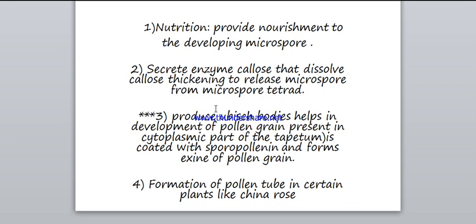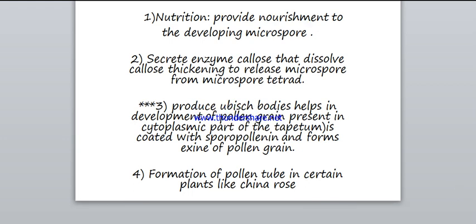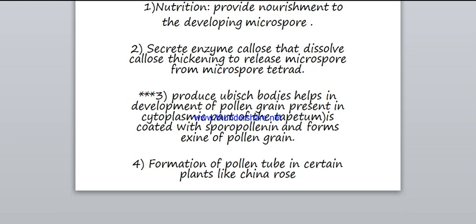Third point, it produces Ubisch bodies, present in the cytoplasmic part of the tapetum, which help in the development of the pollen grain. In simple words, it helps in pollen development, and the pollen is coated with sporopollenin. Sporopollenin is a hard cover and forms the exine of the pollen grain. Exine is one of the layers of the pollen grain. Fourth point, formation of the pollen tube in certain plants like China rose. It means the tapetum helps in certain plants in the formation of the pollen tube.